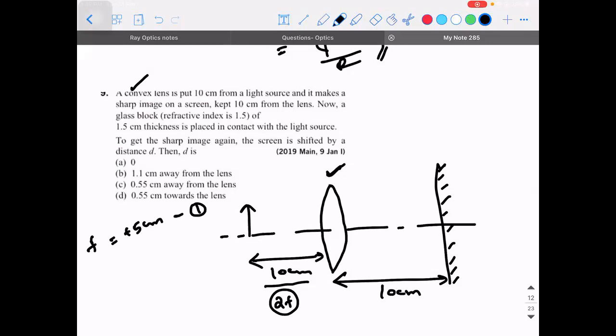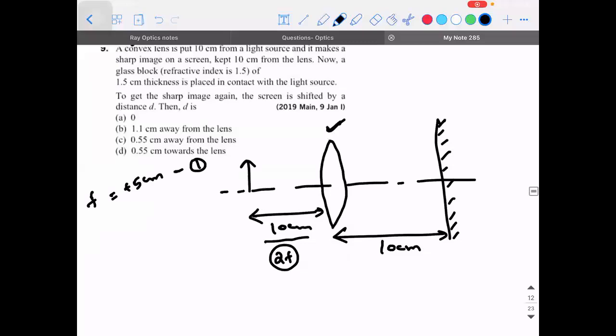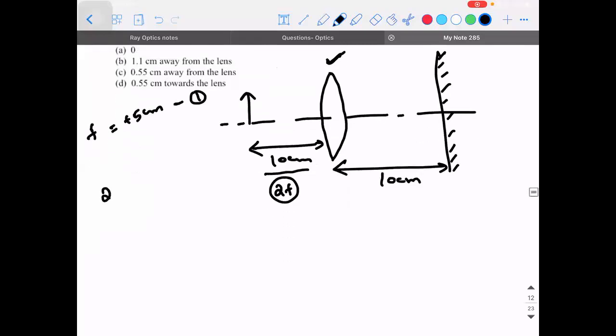Now a glass block of refractive index 1.5 of thickness 1.5 centimeter is placed in contact with the light source. To get the sharp image again, the screen is shifted by a distance d. Then what is the distance d? It's a good problem. This is the first scenario. From this, F is 5 centimeter. That was easy.